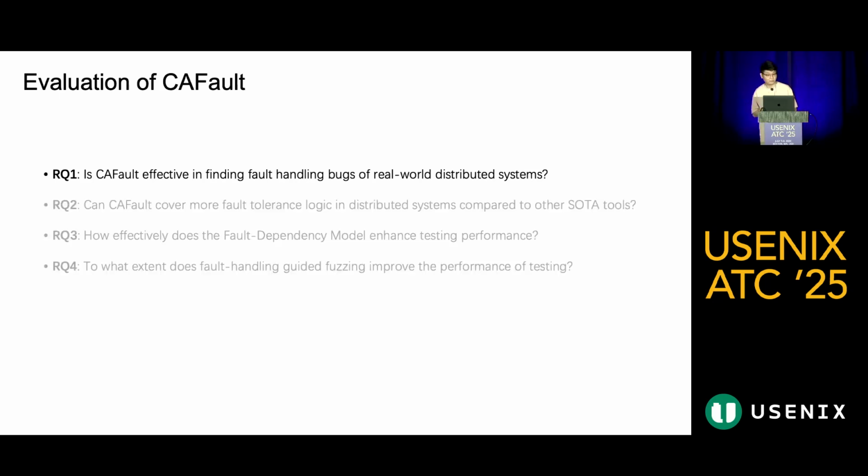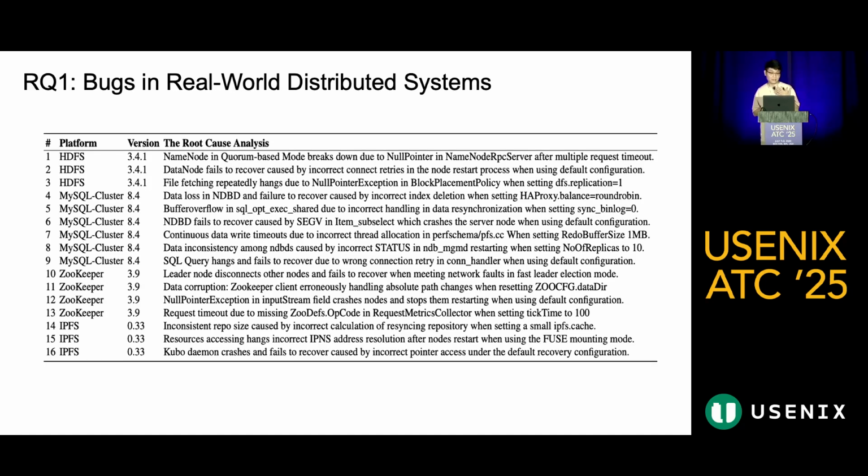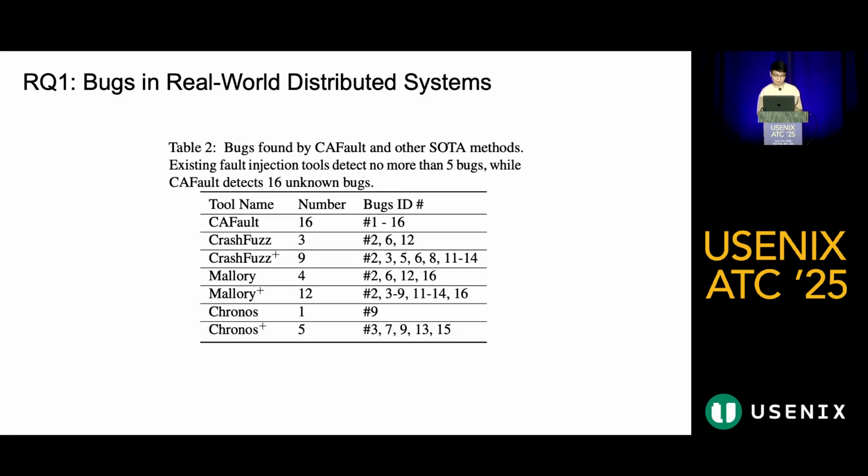The first question: is CAFault effective in finding fault handling bugs of real-world distributed systems? We run CAFault on 4 distributed systems, including HDFS, MySQL-Cluster, ZooKeeper, and IPFS. In total, CAFault successfully detected 16 new error handling bugs.